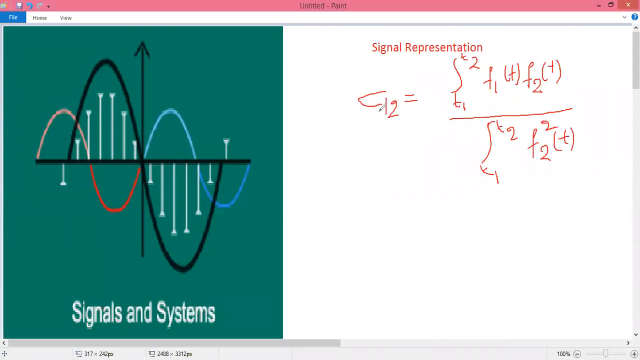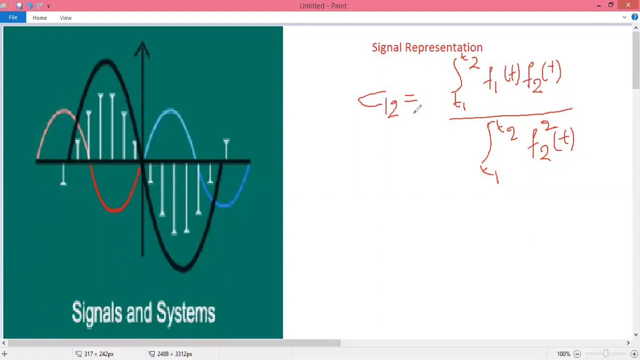My C12 equation: C12 is the correlation coefficient between the two signals f1 of t and f2 of t. C12 equals the integral from t1 to t2 of f1 of t into f2 of t, divided by the integral from t1 to t2 of f2 of t whole squared dt. This is the equation to represent signal f1 of t in terms of f2 of t.